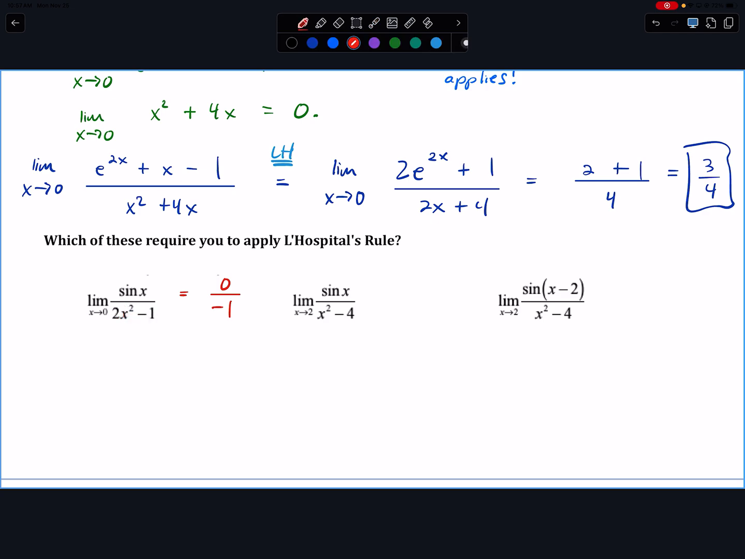Did I get an indeterminate form? So do not do the derivative of the top and bottom because it will not be the same answer, okay? What's 0 divided by negative 1? 0. So did I have to use it here? No.